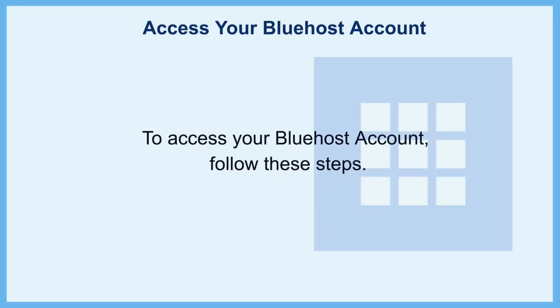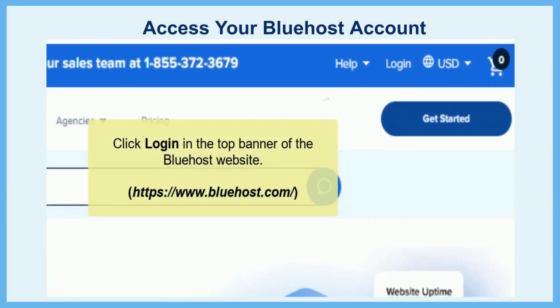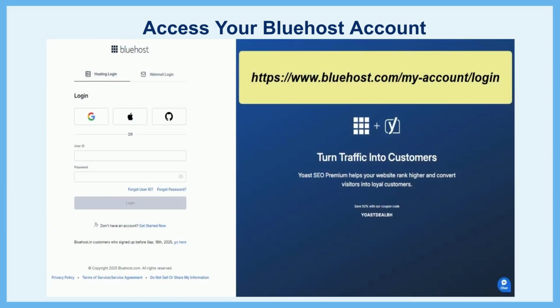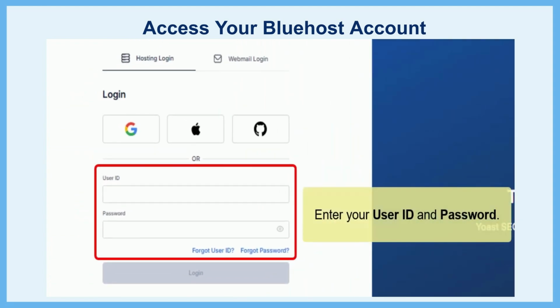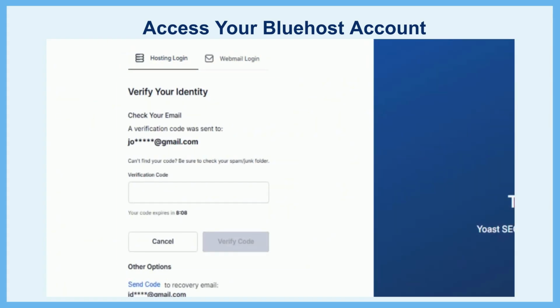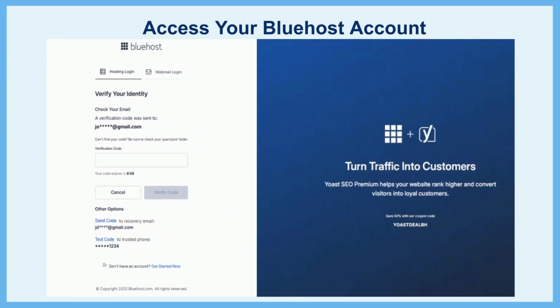To access your Bluehost account, follow these steps. In your browser, click on Login in the top banner of our Bluehost website, or head straight to the Bluehost login page using this link. Enter your user ID and password. You can also use your social login credentials if you have set them up. Enter the verification code sent to your email, then click Verify Code.